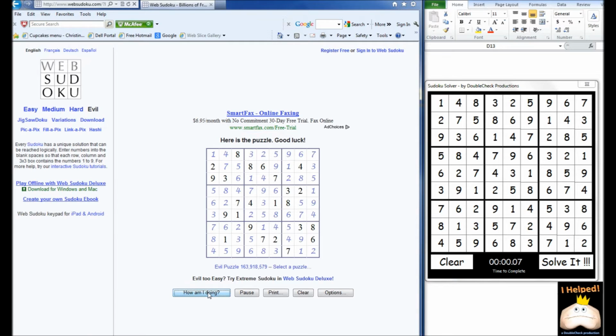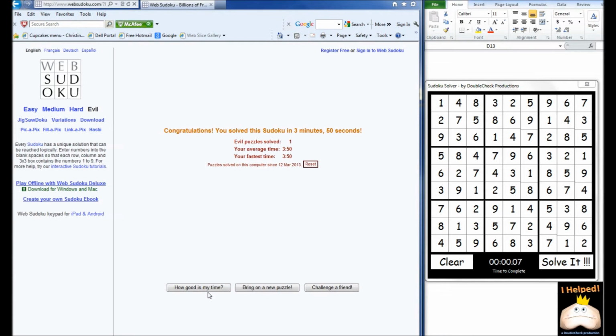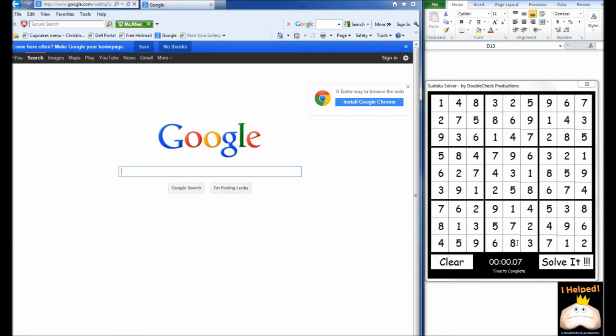We'll ask, how am I doing? Looks like I'm doing pretty well. Let's go ahead and try again. So if you notice, this puzzle only took us 0.07 seconds to complete. So we need to find something harder, and that was evil.